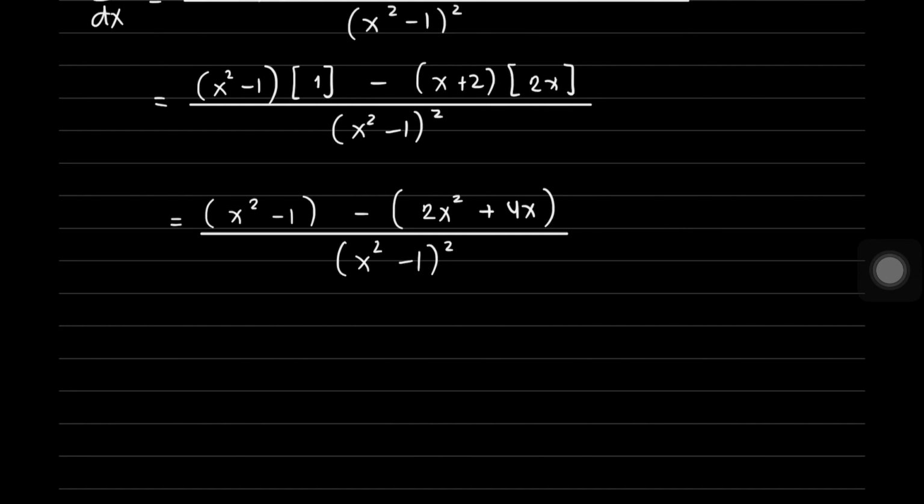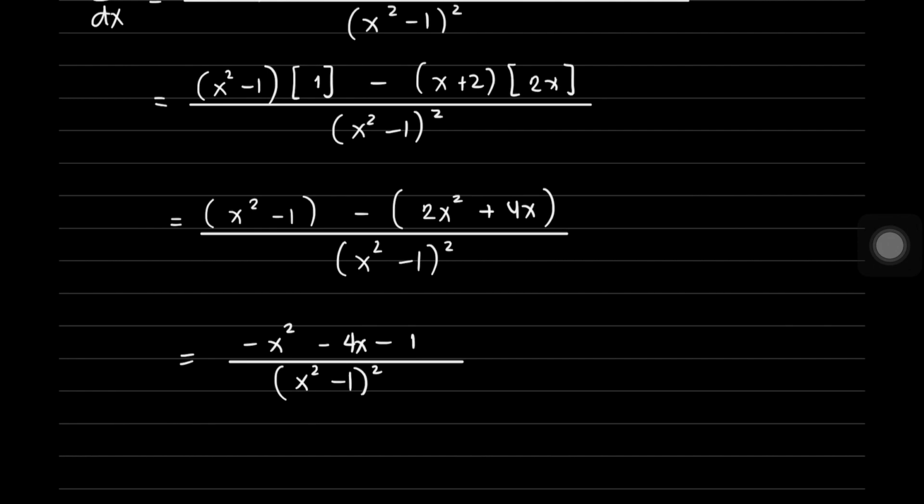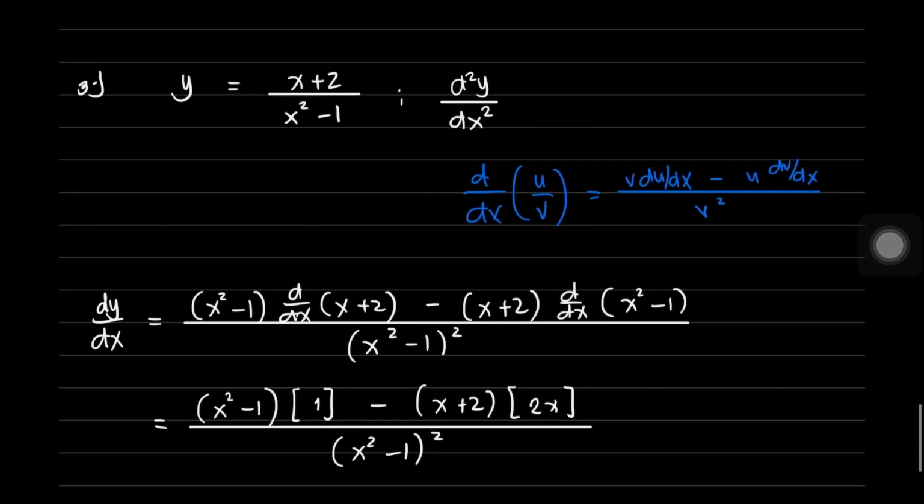So simplifying, this is now equal to x squared minus 2x squared, which will give us negative x squared, and then negative 1, so negative 1 minus 4x. Or if we're going to interchange that, this is negative 4x and this is negative 1, all over x squared minus 1 quantity raised to the second power. This is now the first derivative of the function x plus 2 over x squared minus 1.